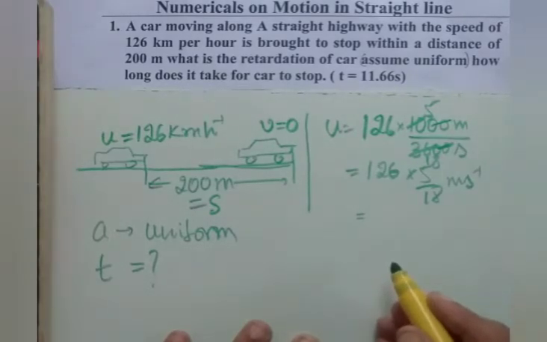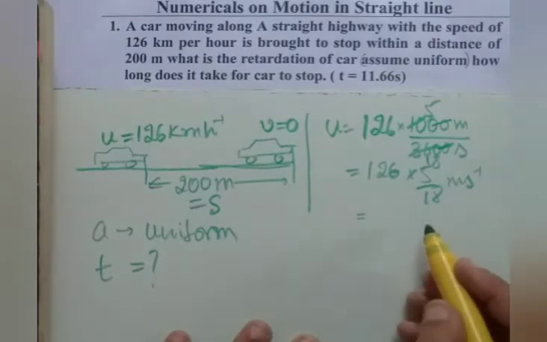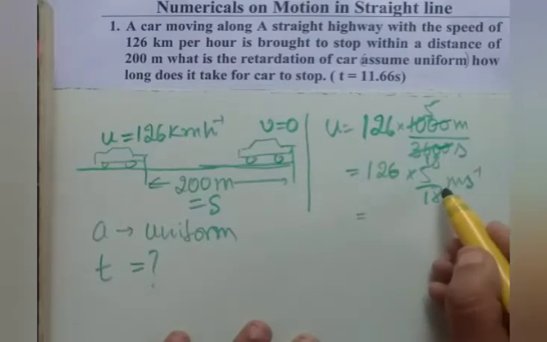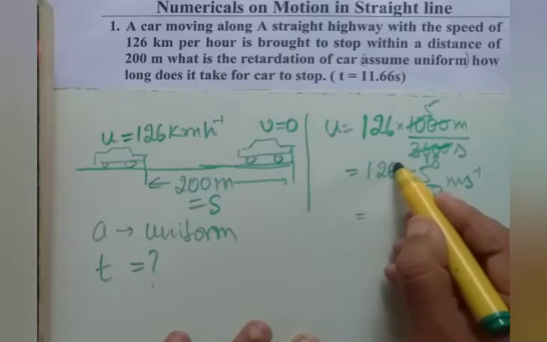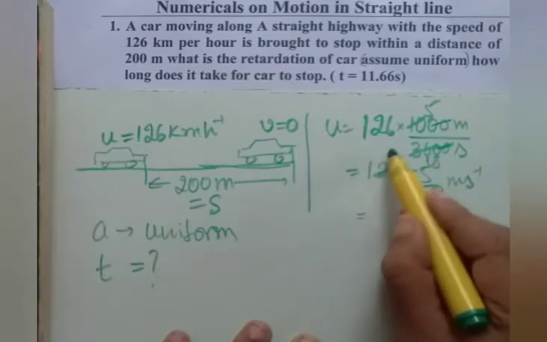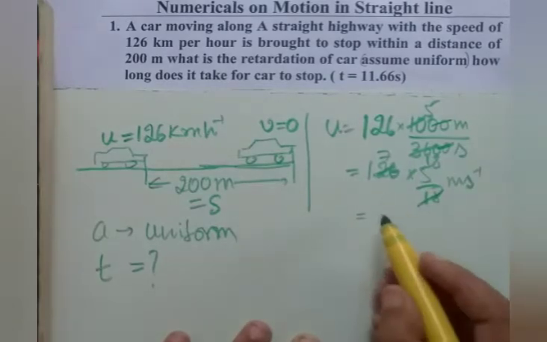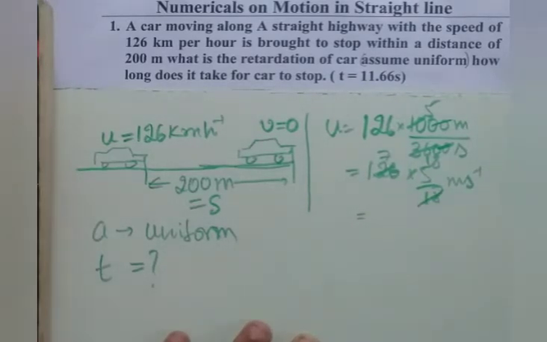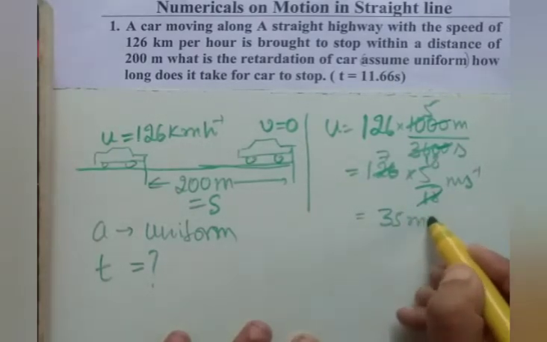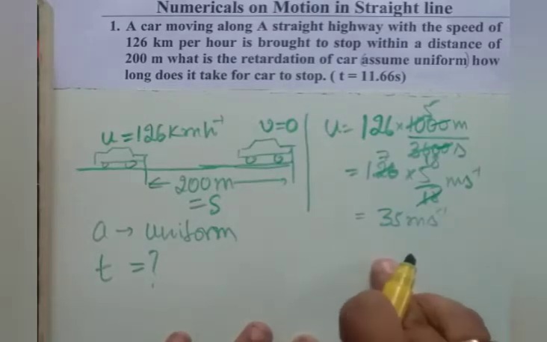Meter per second. So now we go for it actually. This 18 sevens are 126. If you know the multiplication table, it is easy to do this type of calculation. So 35 meter per second. Now we got U converted into meter per second.